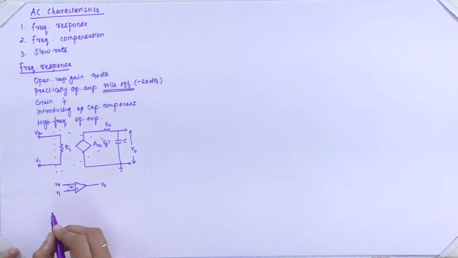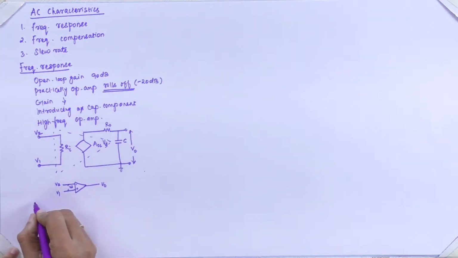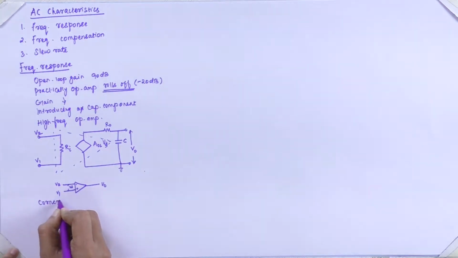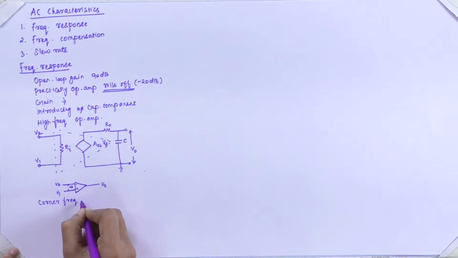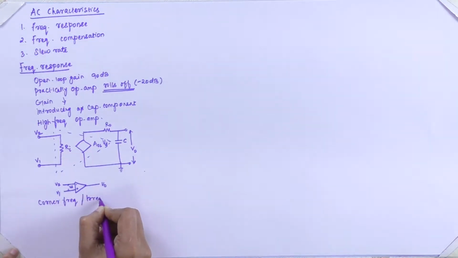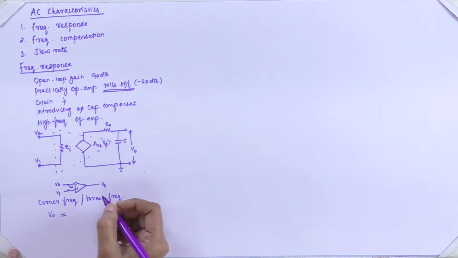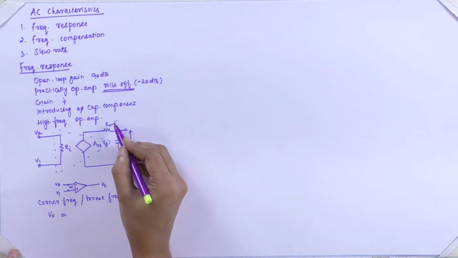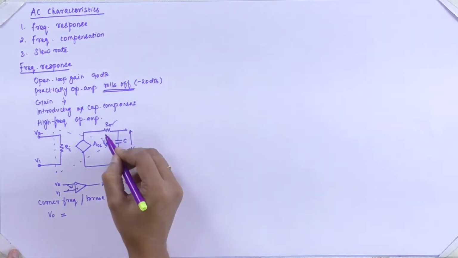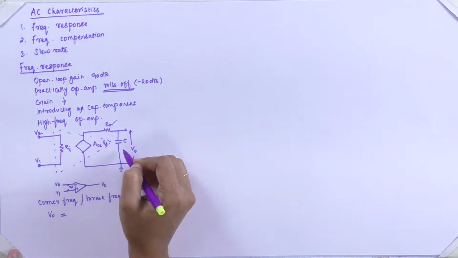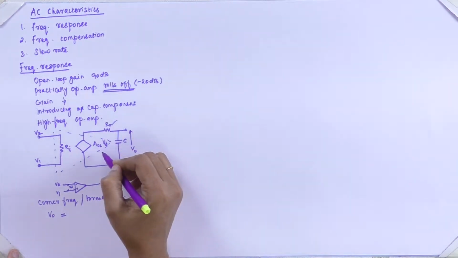In this condition, we are going to find the open loop gain. For every capacitive component, we define a corner frequency, which is nothing but the break frequency. For the open loop gain, we write V0 including the R0 component and the capacitive component along with the open loop gain.